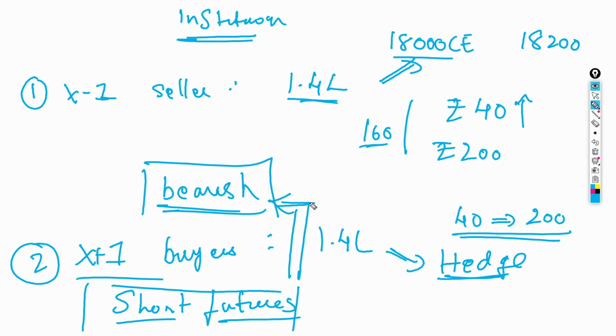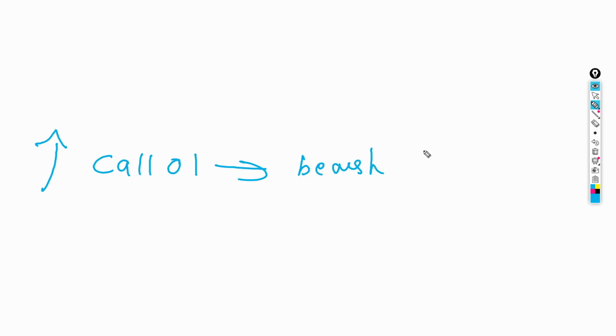So overall, doesn't matter how you look at it. If you look at this from the point of view of institutions as sellers, then the market is bearish. If you look at institutions from the point of view of the buyer, then also the market is bearish, right? So what you have to understand from this is, if there is a huge call open interest, then the higher the call open interest, the more bearish the market. This is extremely important for us to understand. If the call open interest is very high, then the market is more bearish.